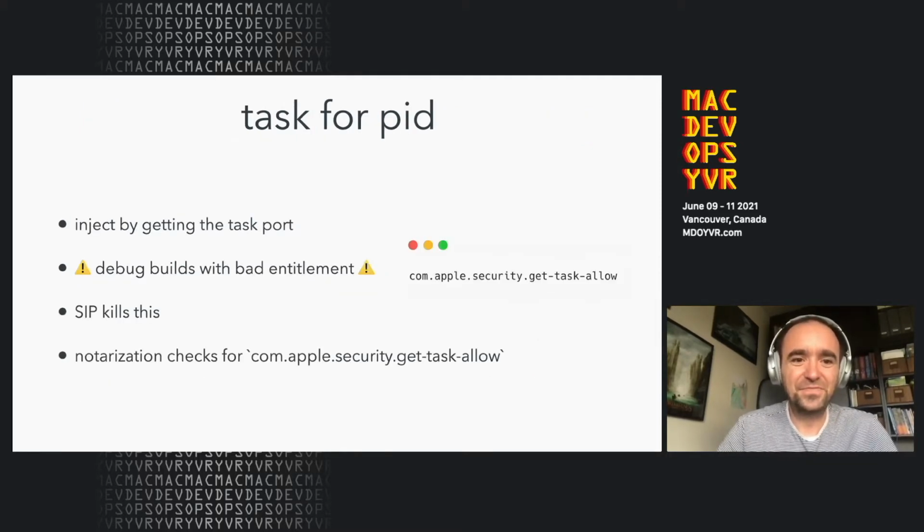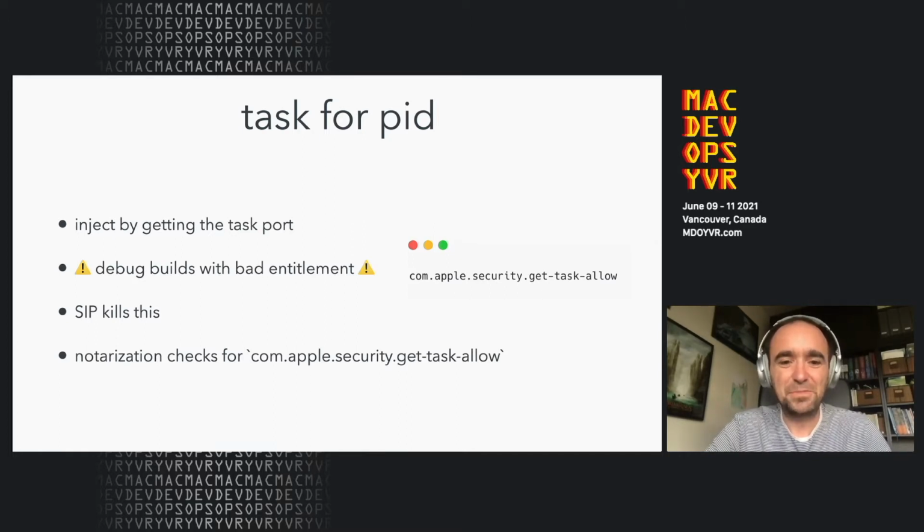Task for PID. This is an injection that works by getting access to the process's task port, and if we can gain access to the task port, basically we can do anything with the application. We can read its memory, write its memory, create a new thread, really whatever we want.